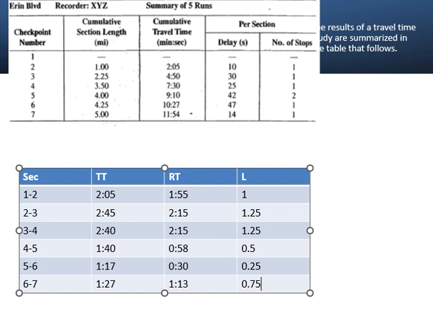2 divided by 60 because 2 is minutes, and 5 divided by 60 into 60 because 5 is seconds. You will get the answer in how much? Like you get the answer in what units? Miles per hour. Yes.